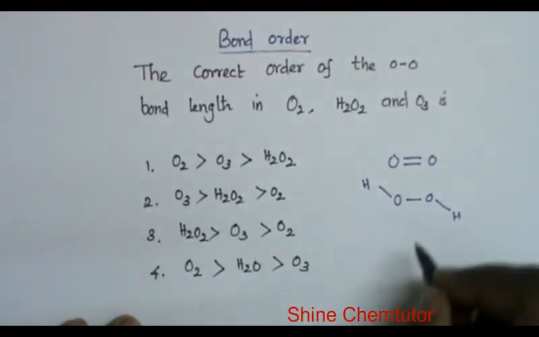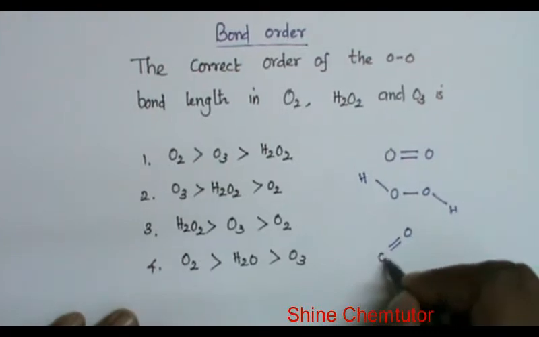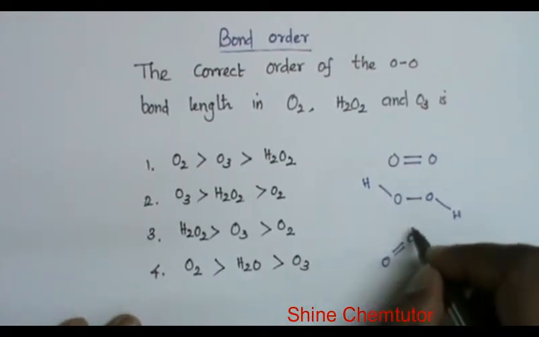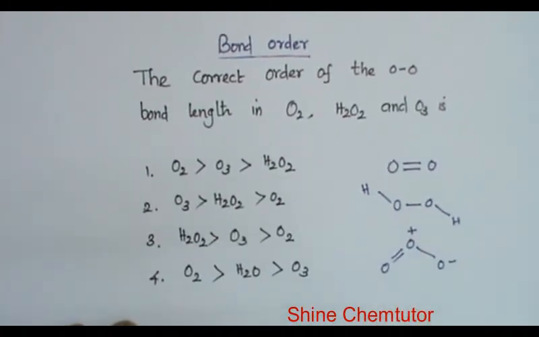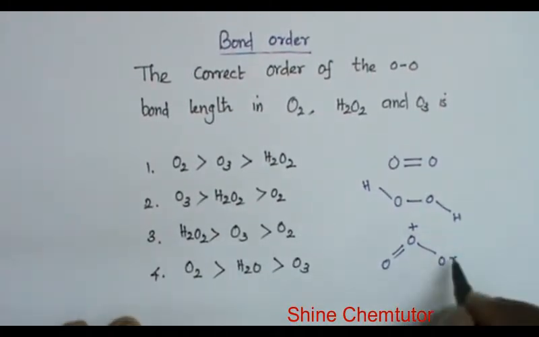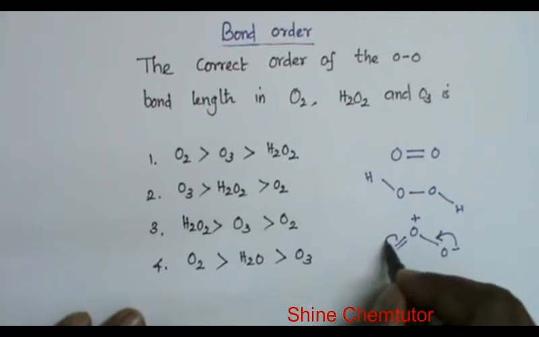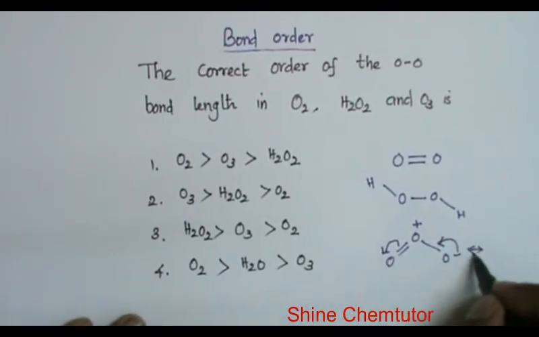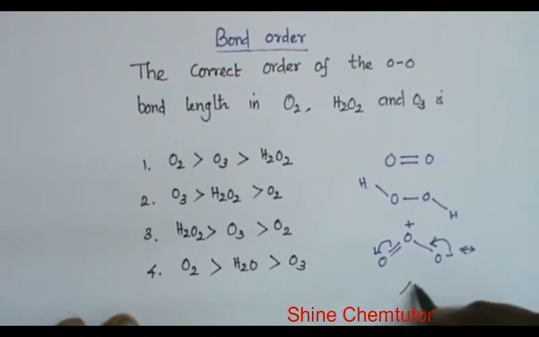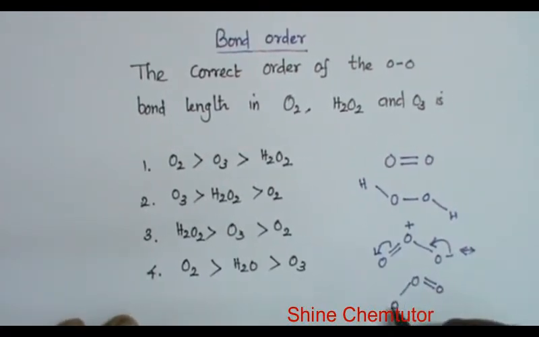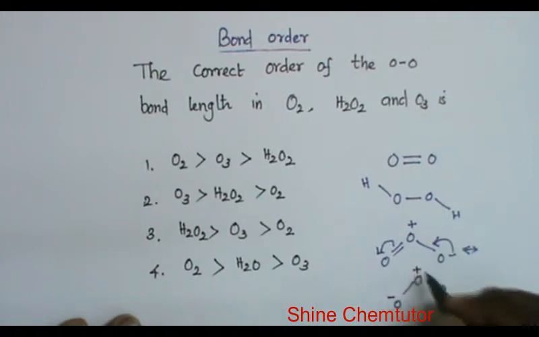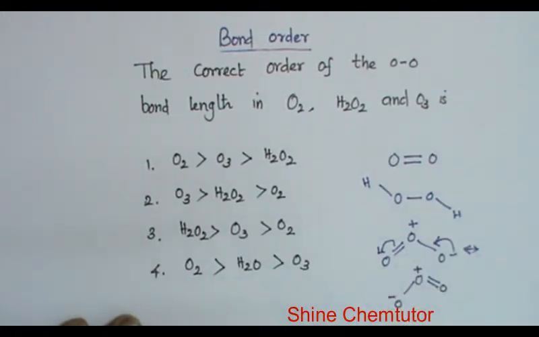When you go for ozone molecule, we get one double bond and another one single bond. But there will be resonance. Because of that, we will get one more structure. In that, the double bond will become single bond and the single bond will become double bond. So these two are the resonance structures. In general, you can write like this.